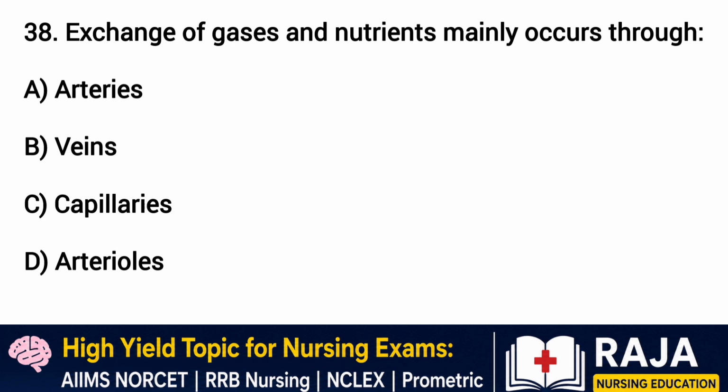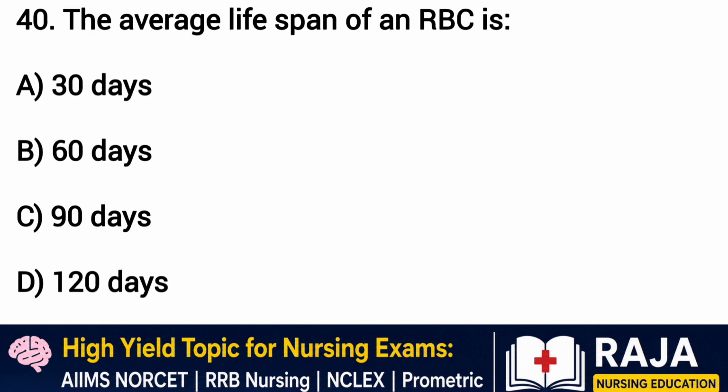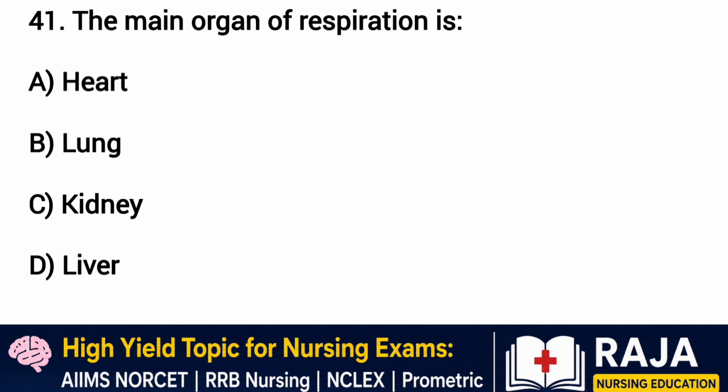Exchange of gases and nutrients mainly occurs through? The answer is C. Capillaries. The blood supply to the heart muscle is provided by? The answer is B. Coronary arteries. The average lifespan of an RBC is? The answer is D. 120 days. The main organ of respiration is? The answer is B. Lung.